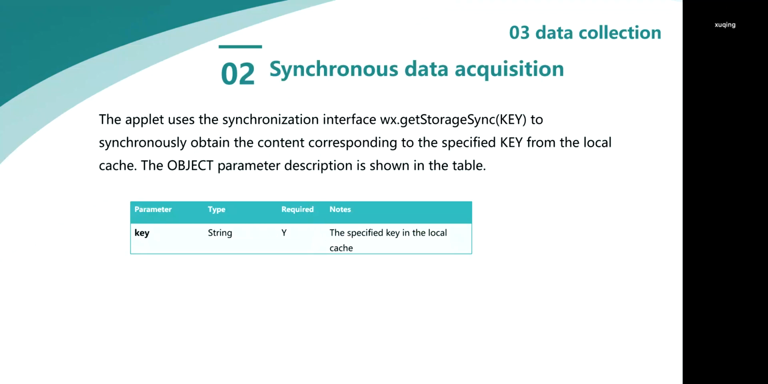Have you noticed the difference between getStorage and getStorageSync? For getStorage, you have just an object with 4 parameters, and with getStorageSync, we have just one parameter, key. This parameter is the specified key in the local cache.